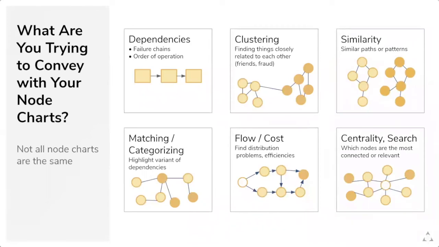And then when you end up needing to use a node chart, right, what are you trying to infer from this? Not all node charts are the same, right? I might be trying to imply some dependency, and A implies B implies C. I might be trying to categorize or match things. I might be clustering things and saying this stuff on the left is different than that stuff on the right. Same with similarity. And so anyway, the point of this slide is really to say not all node charts are the same, and be mindful of what you are trying to convey with your node chart.